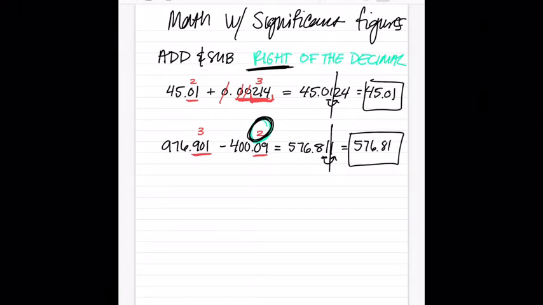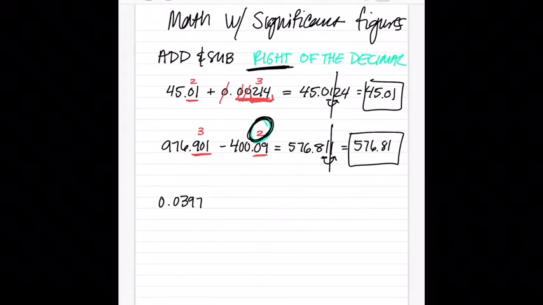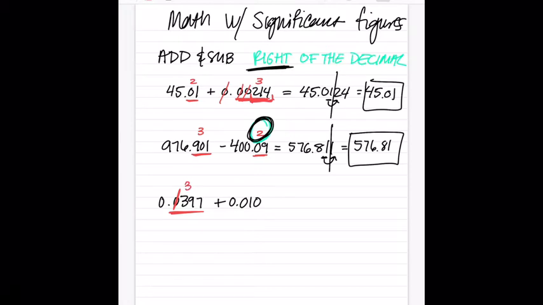Let's do one more with addition and subtraction. 0.0397 plus 0.010. Okay, so we're looking at what's to the right of the decimal. This 0 is a leading 0, so it doesn't count, so it only gives me 3 to the right of the decimal. These are leading zeros, but that 0 at the end is an ending 0, and I have a decimal physically present, so that is 2. So we are going to choose the least of these between the 3 and the 2, so it's 2. So our answer needs to be recorded to 2 significant figures.